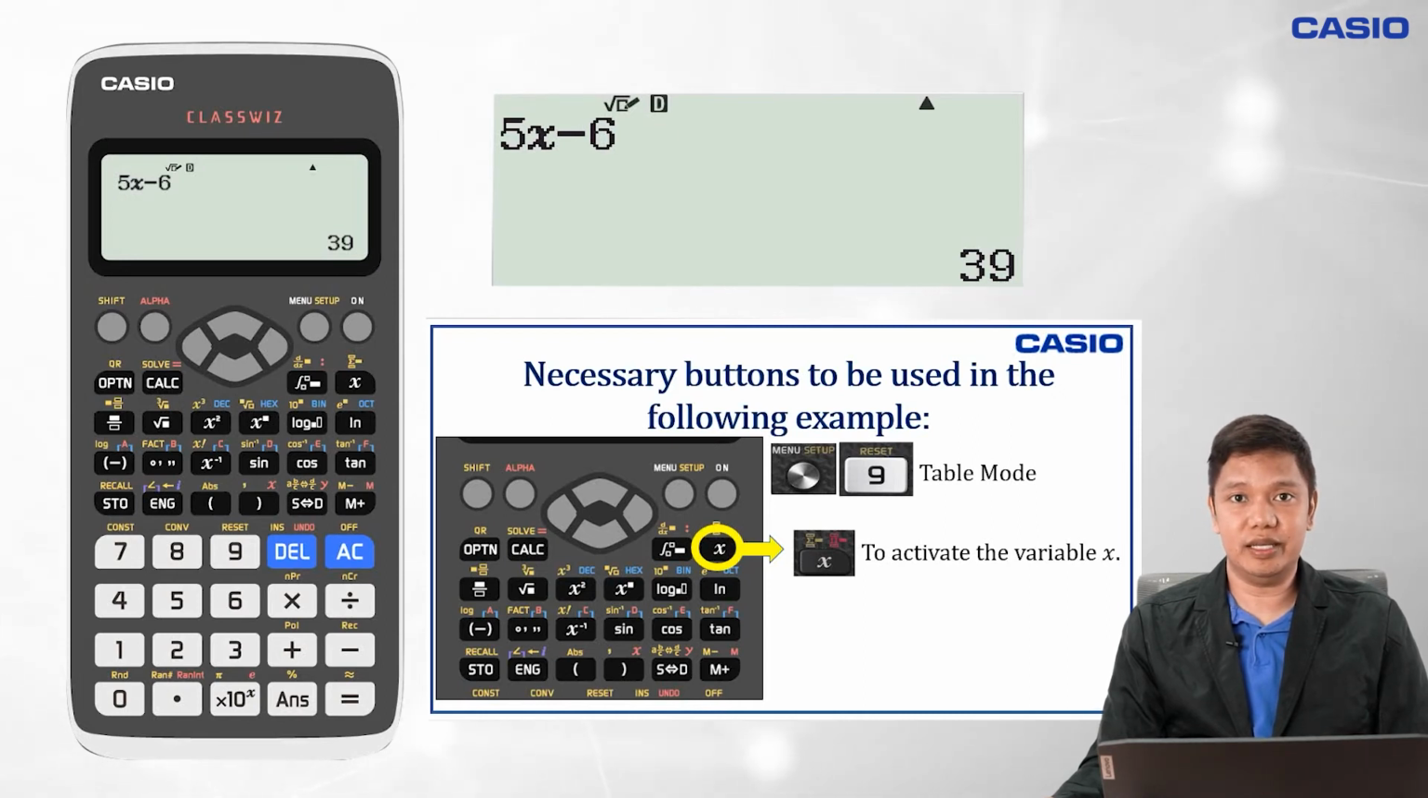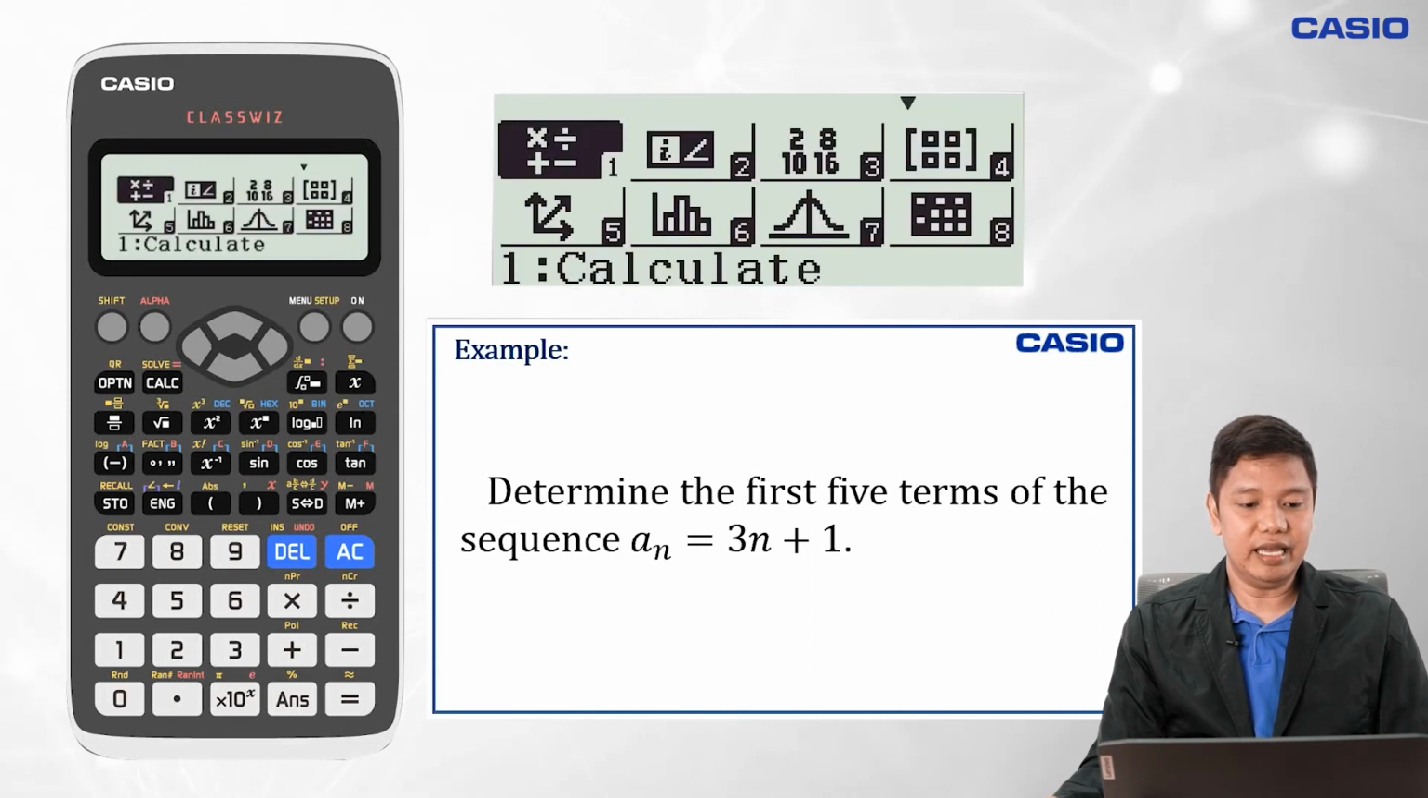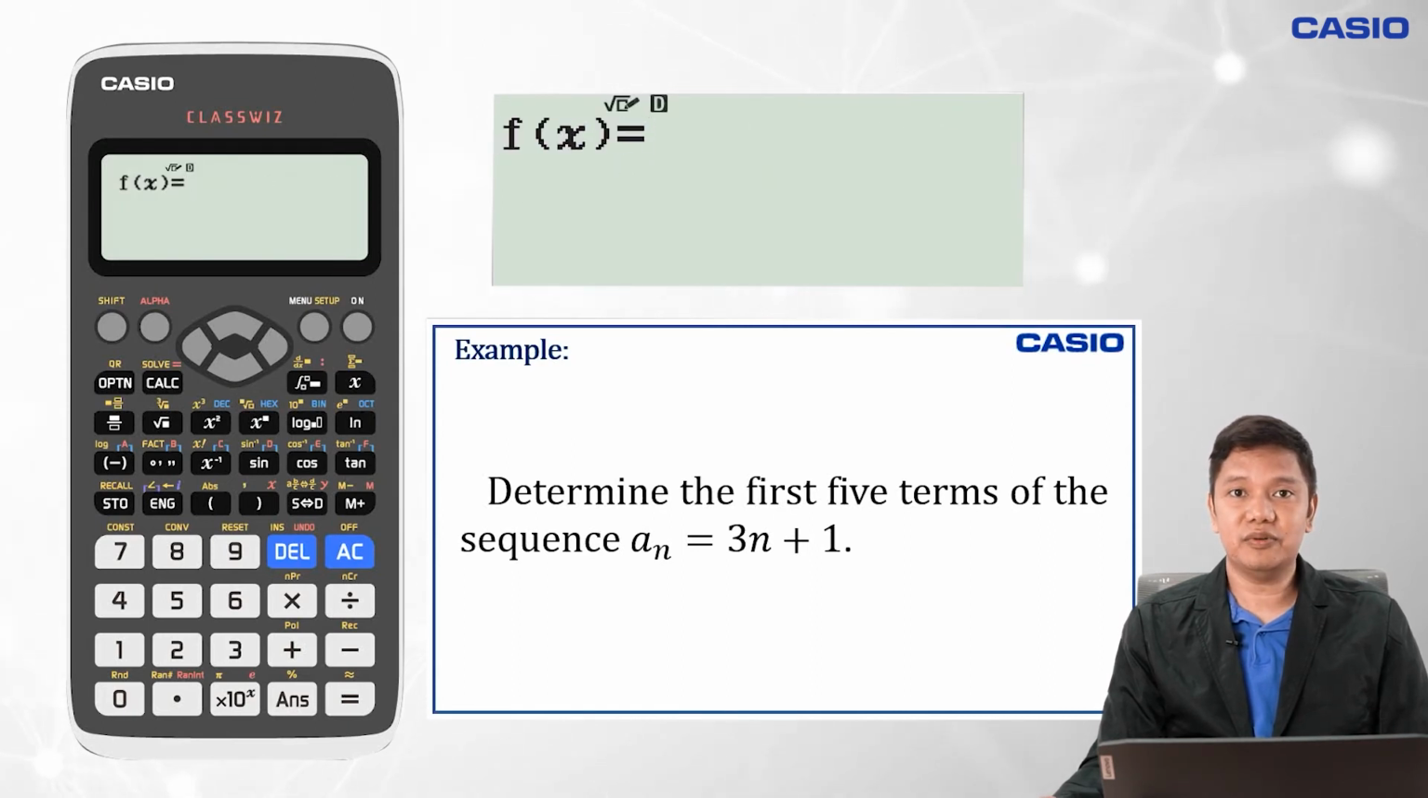Aside from the calculate button, we can also use the table function to generate the first few terms of an arithmetic sequence. Let us consider this example. Determine the first 5 terms of the sequence a sub n is equal to 3n plus 1. To activate the table function, we need to press menu and then 9. We are asked for the function f of x, but the given function in our example is a sub n is equal to 3n plus 1. Again, we can replace n by x. Thus, we have f of x is equal to 3x plus 1.